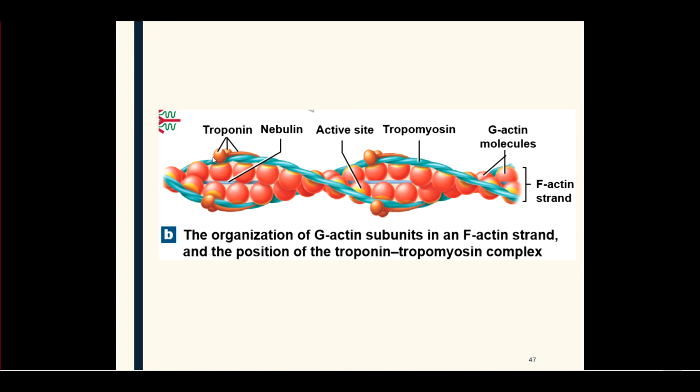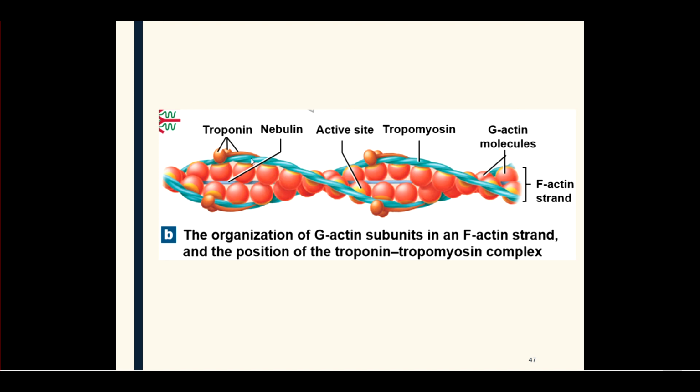The troponin is going to change its shape and pull the tropomyosin out of the way, exposing the active sites. We actually see that a lot in anatomy where a protein changes its shape to do some type of function. So when the calcium, right, which is released from the sarcoplasmic reticulum, if you remember from a previous lesson, the sarcoplasmic reticulum's job is to store calcium. When the calcium is released, it's going to bind to the troponin. The troponin is going to change its shape.